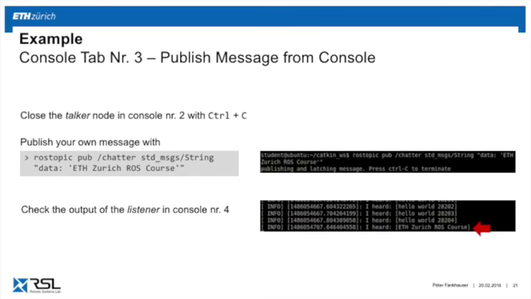Now we're going to close the talker node. So we essentially lose the node that gives the information, by going into console number 2 where you started it and typing in Control C. Then you should see that the listener node stops printing messages since it's not receiving any.